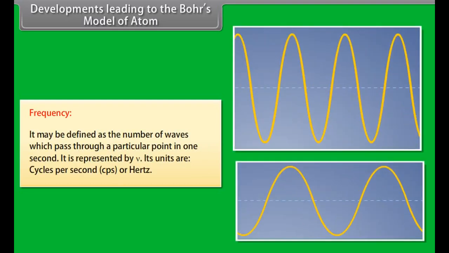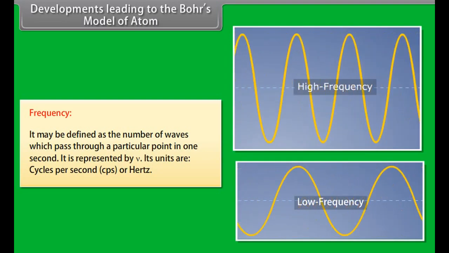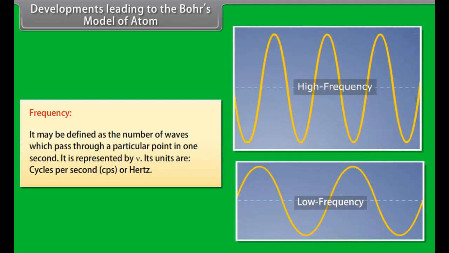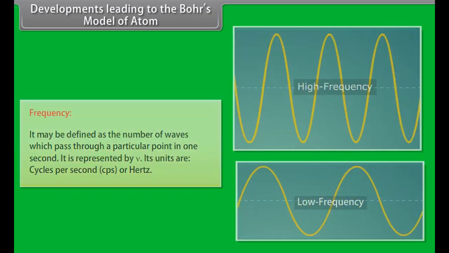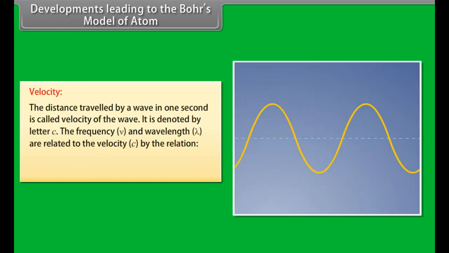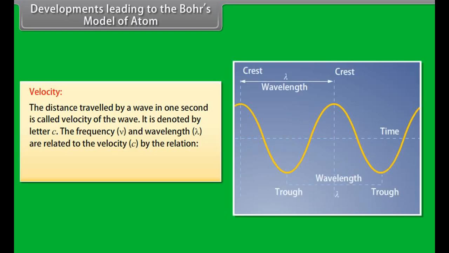Frequency. It may be defined as the number of waves which pass through a particular point in 1 second. It is represented by mu. Its units are cycles per second or hertz. Velocity. The distance travelled by a wave in 1 second is called velocity of the wave. It is denoted by letter c. The frequency and wavelength are related to the velocity c by the relation c is equal to mu into lambda. Its unit is meter per second.